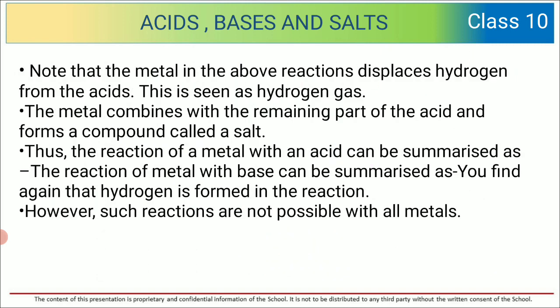So note that the metal in the above reaction displaces hydrogen from the acid. This is seen as hydrogen gas. So when the experiment is carried out, the hydrogen gas is released. The metal combines with the remaining part of the acid and forms a compound called a salt. Thus, the reaction of metal with an acid can be summarized as the reaction of metal with base.